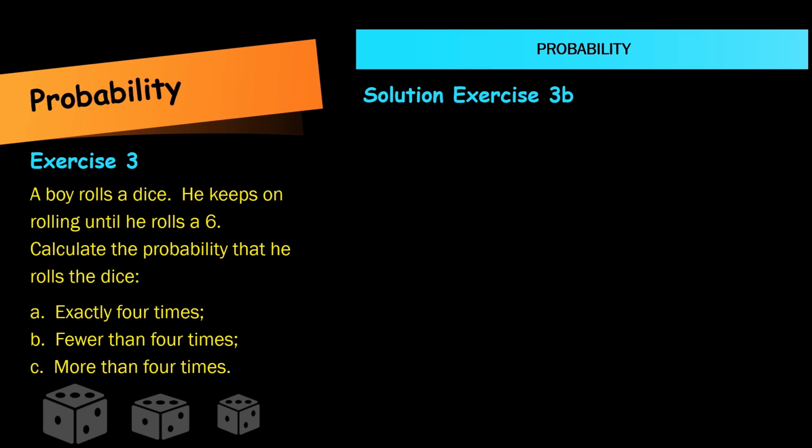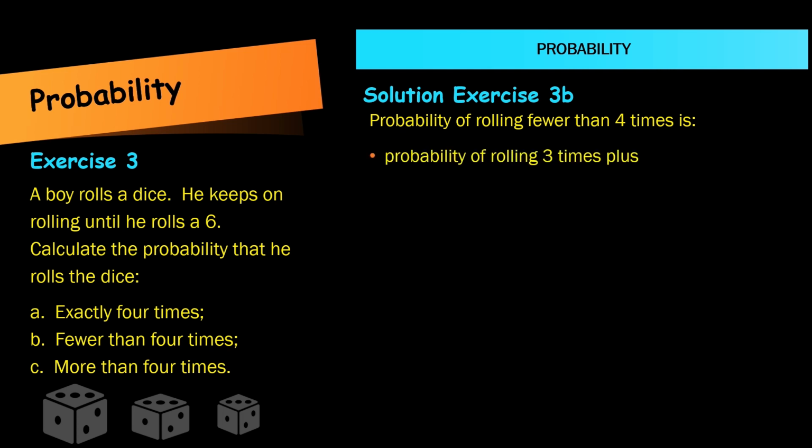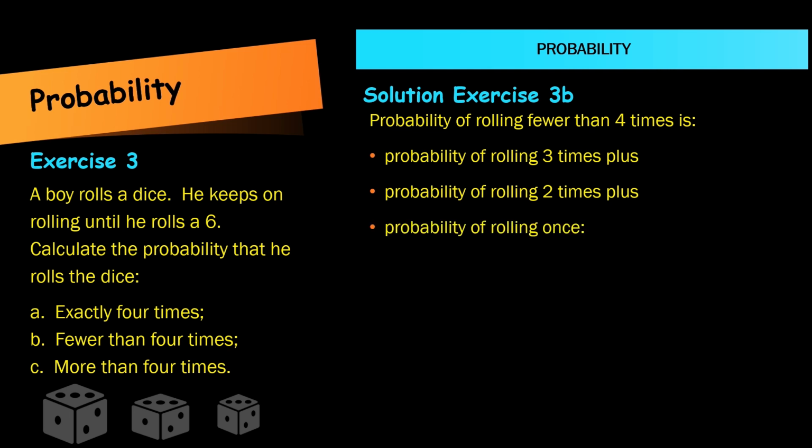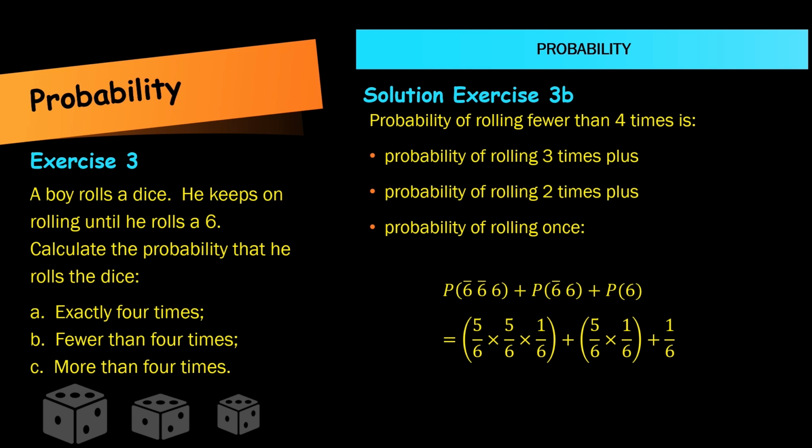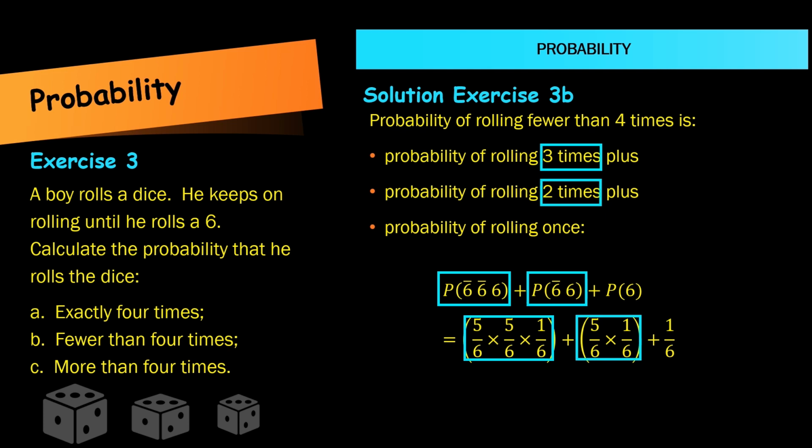And now for part B. We are required to calculate the probability that the boy rolls the dice fewer than 4 times. The probability of rolling fewer than 4 times is the probability of rolling 3 times plus the probability of rolling 2 times plus the probability of rolling once. And this is equal to the probability of 3 times here plus the probability of 2 times here and the probability of once here.